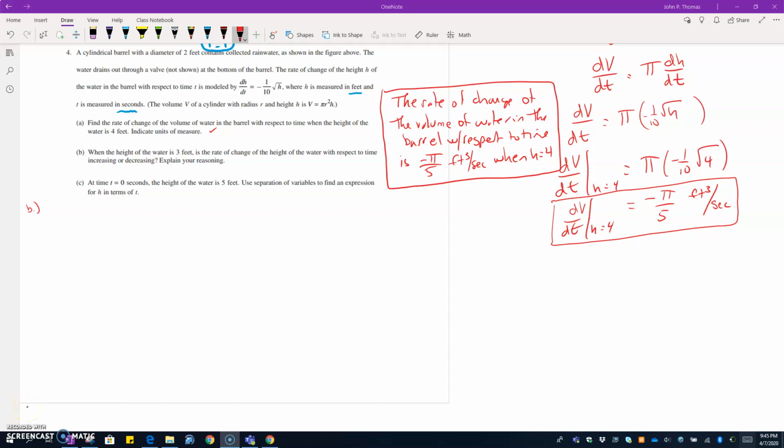All right, so part B has a sneaky question that's been asked a few times on the free response we've seen so far. This says, when the height of the water is 3 feet, is the rate of change of the height of the water with respect to time increasing or decreasing? Explain your reasoning.